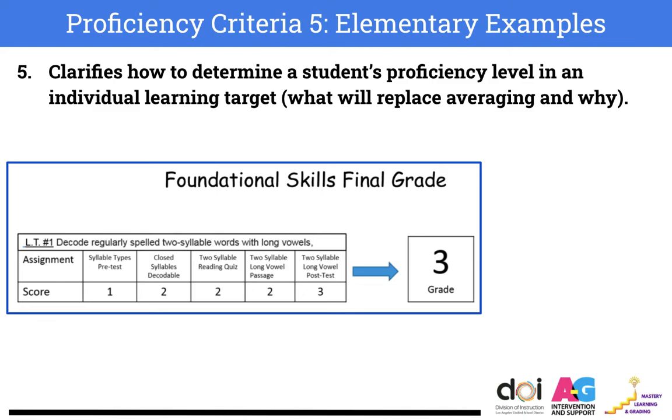Here is an example where the teacher is communicating that information in a table. So you'll notice that for learning target number 1, there are a series of assessments. Each assessment has a score on a 1 to 4 level. Ultimately, the teacher has determined that in this example, this learning target is going to receive a score of level 3. This is in alignment with that teacher's description of the most recent evidence.